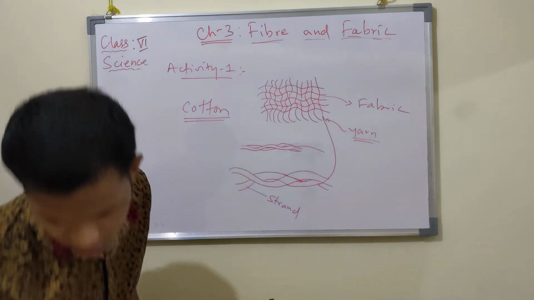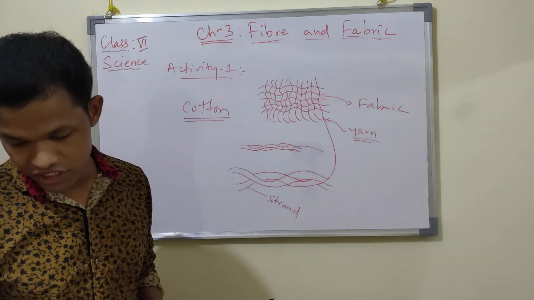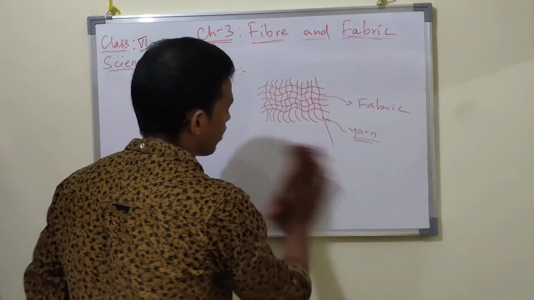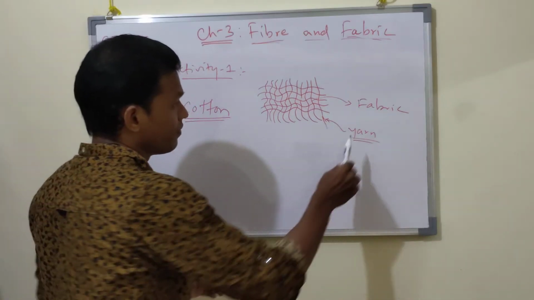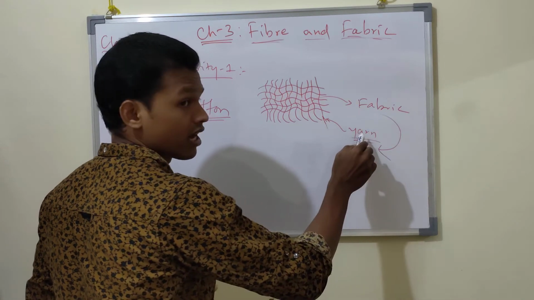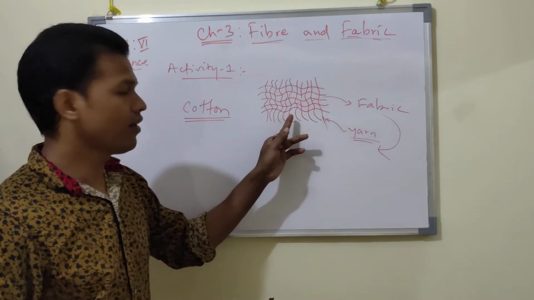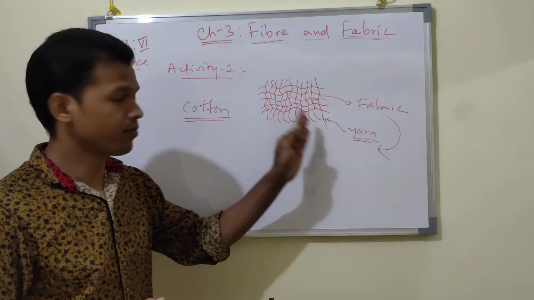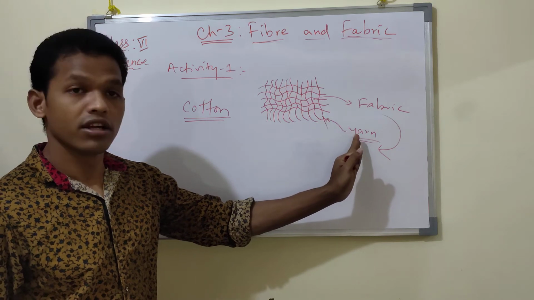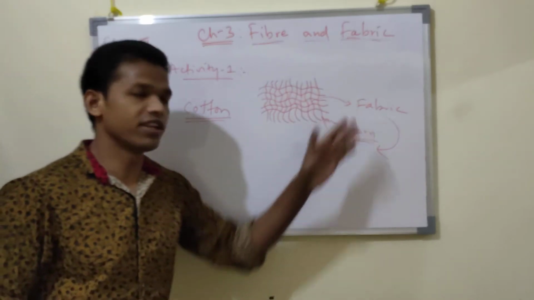So activity 1 and 2 say about this only. We find that fabric is made up of different yarns arranged together. Fabric is made from yarn arranged together, of different fibers. So cotton fabric is made up of some fiber. The fabric is made up of yarn arranged together. By yarn arranging together, fabric is formed.